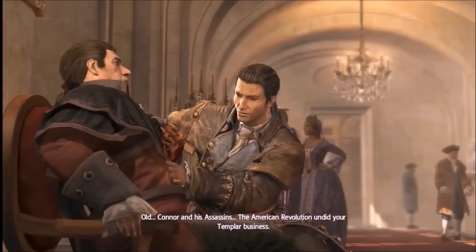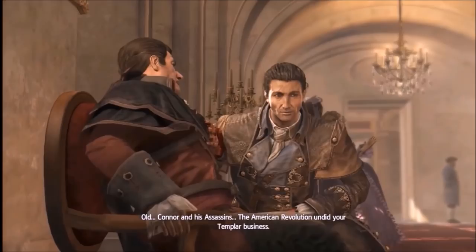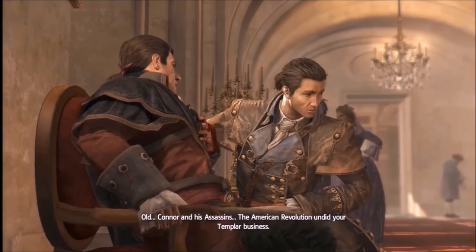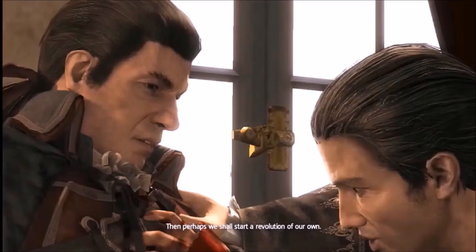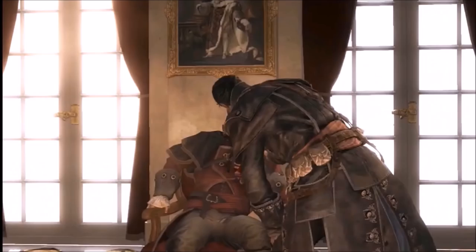Oh, Connor and his assassins. The American Revolution undid your Templar business. Then perhaps we shall start a revolution of our own.